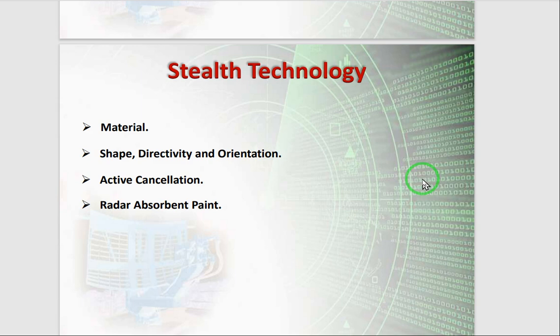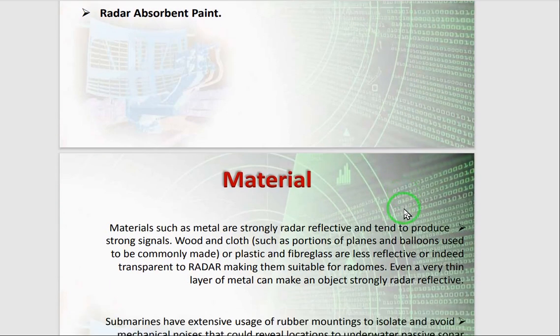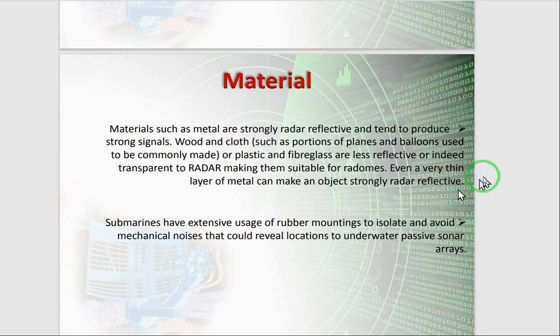And the fourth factor on which stealth technology depends is the radar absorbent paint, that is the special paint that is used on stealth planes in order to absorb the radar energy. So these are the main four factors on which stealth technology depends. Number one is the material.